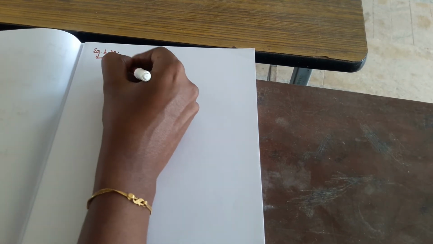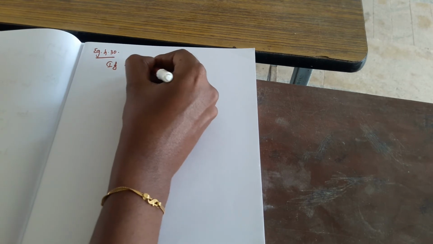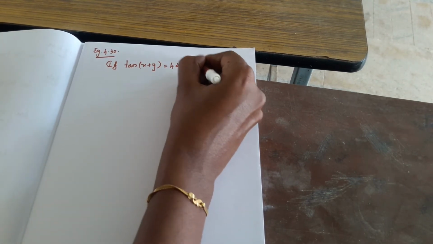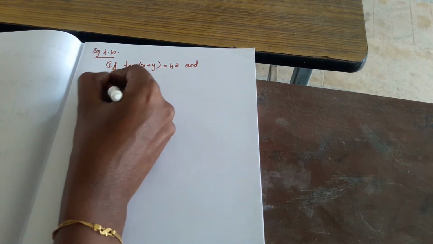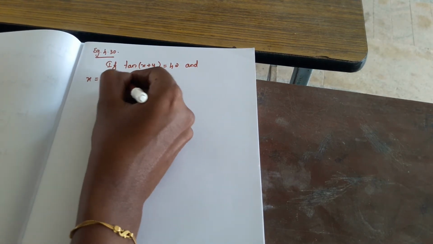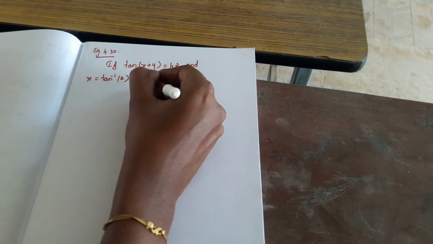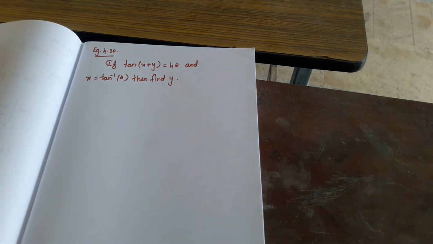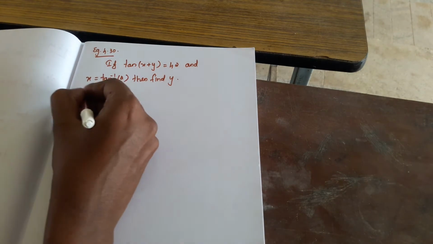If tan of x plus y is equal to 42 and x is equal to tan inverse of 2, then find y. Tan of x plus y equal to 42 and x is equal to tan inverse of 2, then find y. Solution.